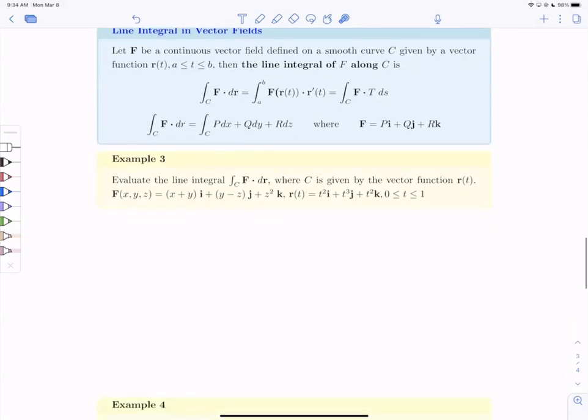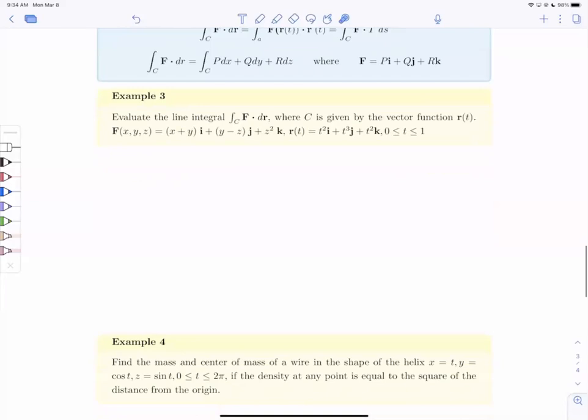Now let's try example 3. Again, I'll give you some time to work on this, and I'll take it up. This should be pretty straightforward as well.